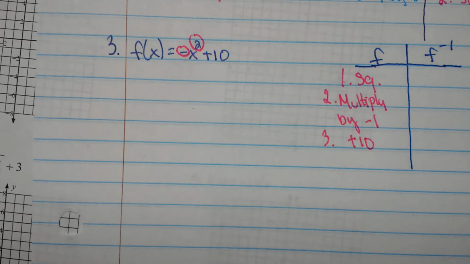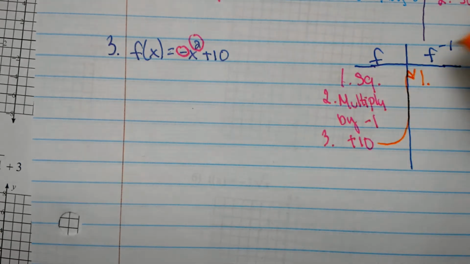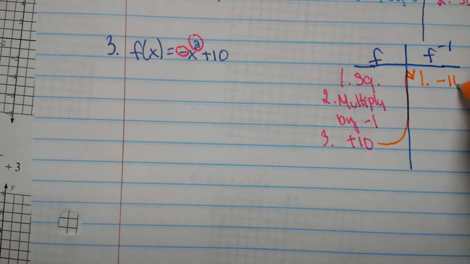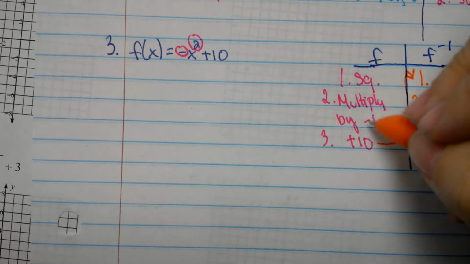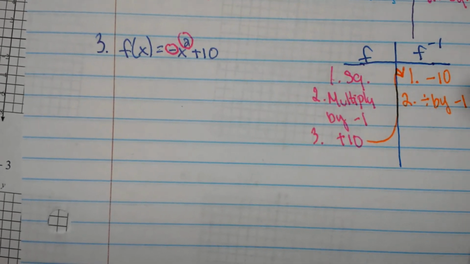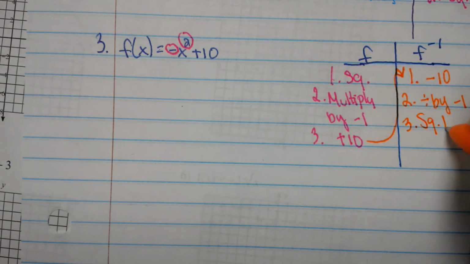So when I do the inverse, I'm going to start with the last step, do the opposite. Instead of adding 10, I'm going to subtract 10. Instead of multiplying by -1, I'm going to divide by -1. The opposite of square is square root.